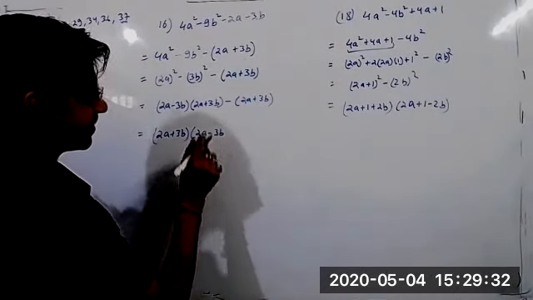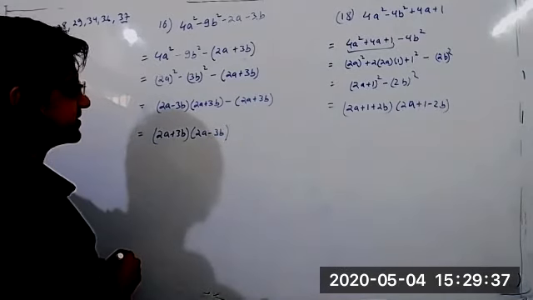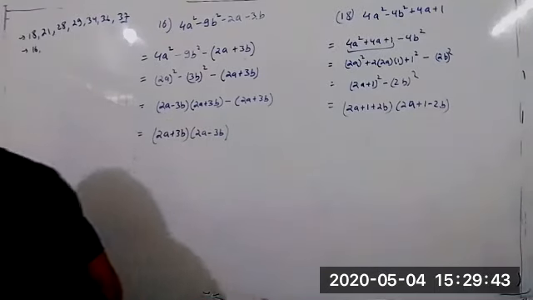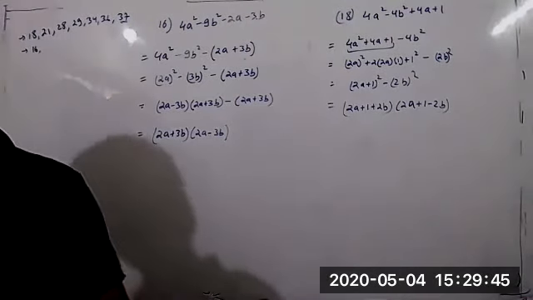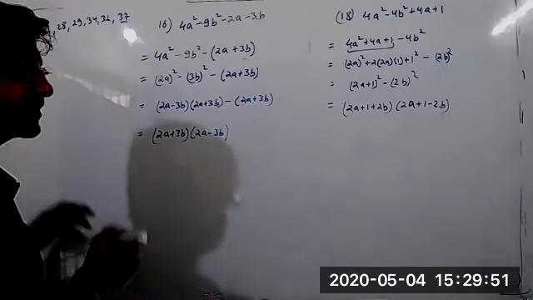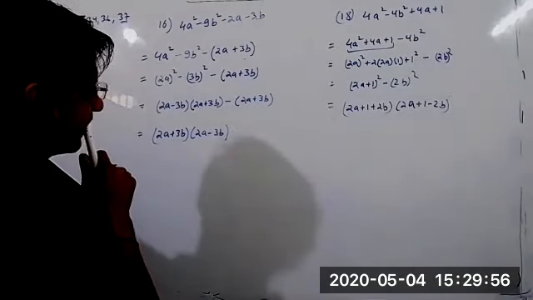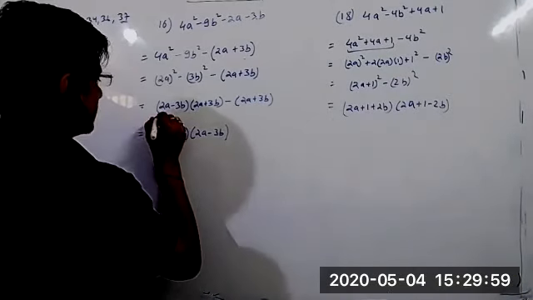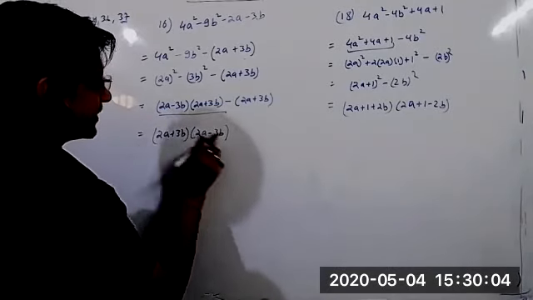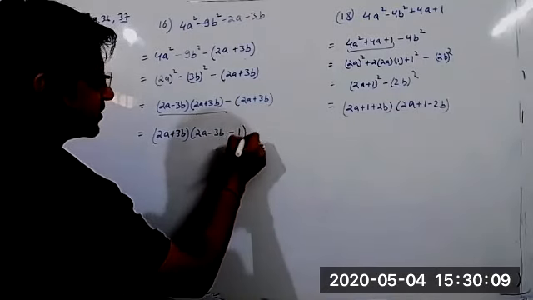Done. Bracket close. Is this the answer? Sir, I think that's the wrong answer. Wait, let her try. Just tell me. Mehak, from this term you have taken this out, so what is left out? 2a minus 3b. From this term, this you have taken out. What is left out? 1.